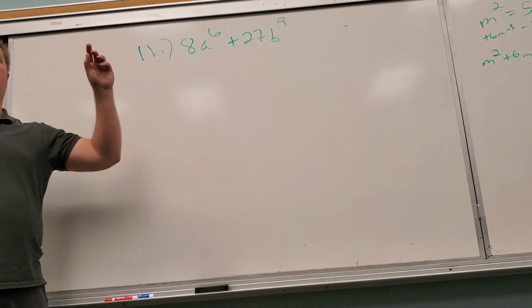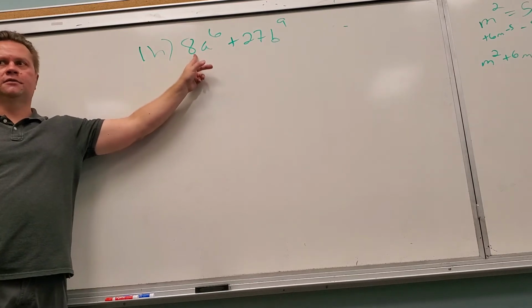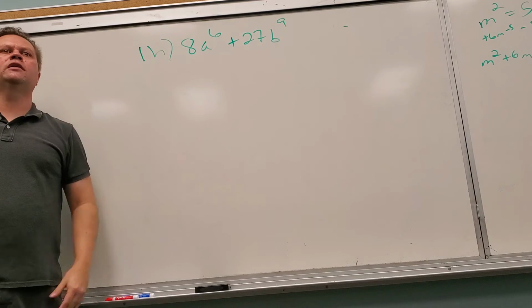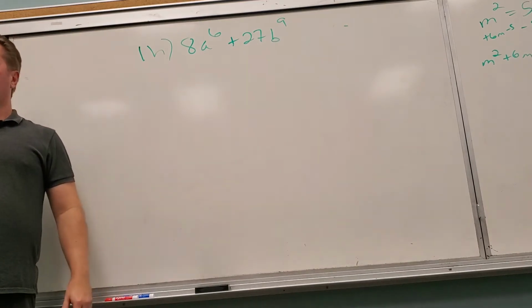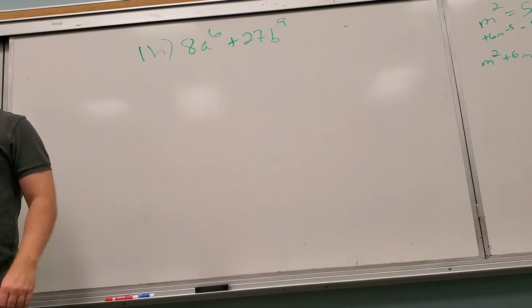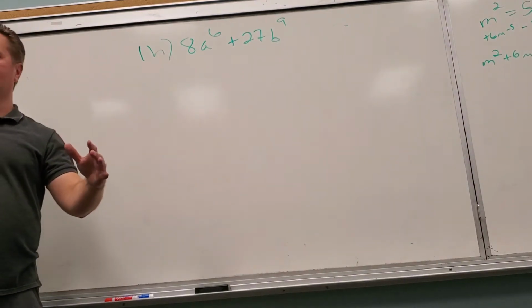6s and 9s. 6 could be squares, right? You cut it in half, but 8 is a cube number. 27 is a cube number. 9 is 3 times 3 times 3. So everything can be cut in thirds. I like that. So what do we do? Do what I just said, right? Cut everything in thirds.